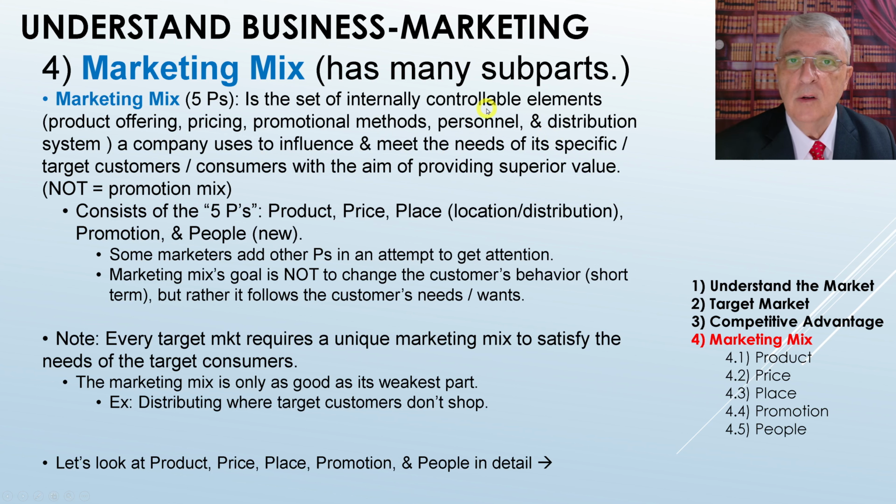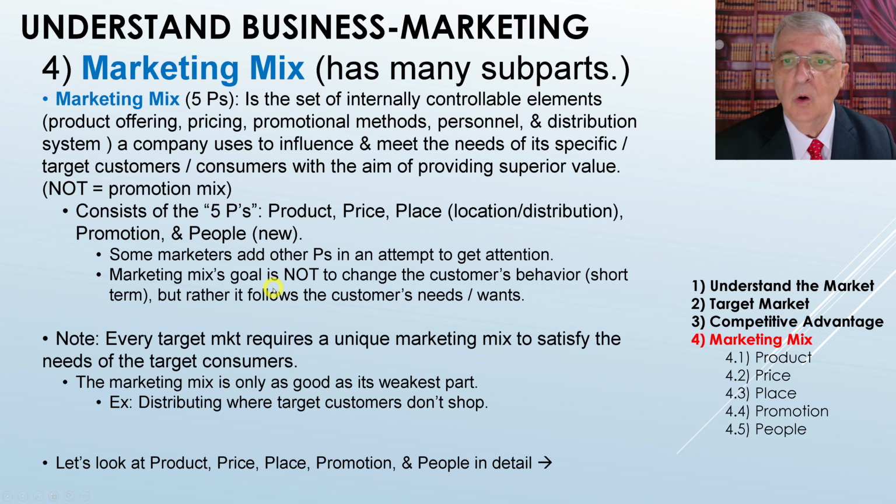So it is internally controllable elements. These are things that are inside your company that you can directly influence. And it meets the needs of specific target customers, not the general public. This is not a promotion mix. A lot of people confuse this with promotion mix. So it consists of the 5 P's: product, price, place. Place is location or distribution, promotion, and people. And people is the newest one that I have taken on board. Some marketers add other P's in order to get attention.